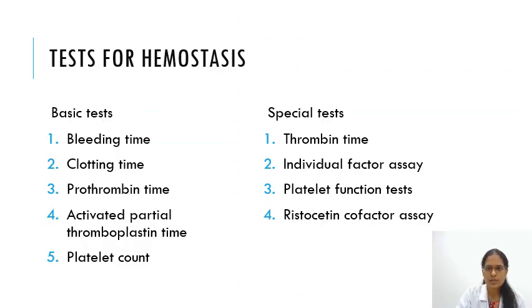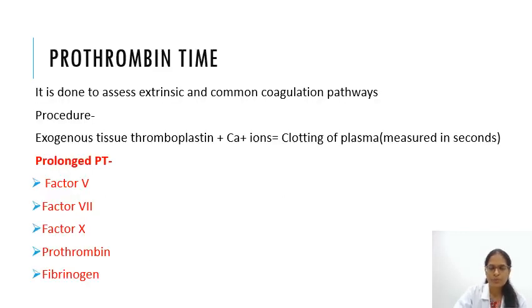So what are the tests done for hemostasis? The basic tests are bleeding time, clotting time, prothrombin time, activated partial thromboplastin time, and platelet count. These are the basic tests which we use for any hemostatic response. There are a few special tests also which we use only when there are any discrepancies or any other known factor cause. So coming to prothrombin time, it is done to assess the extrinsic pathway and common coagulation pathways.